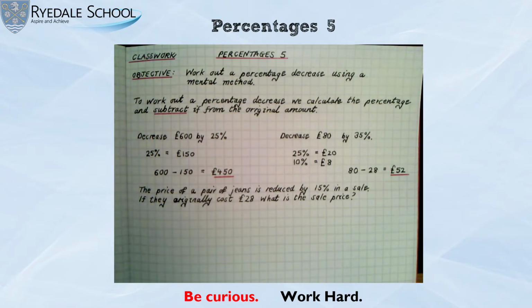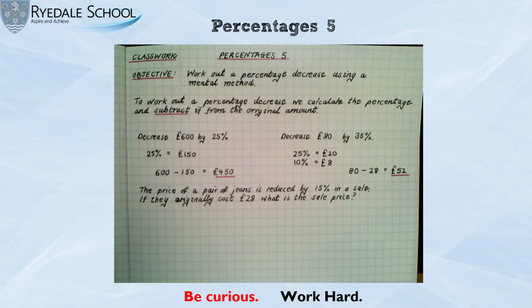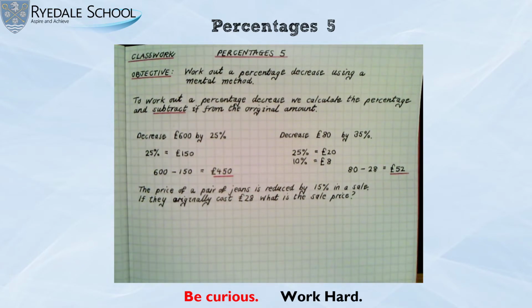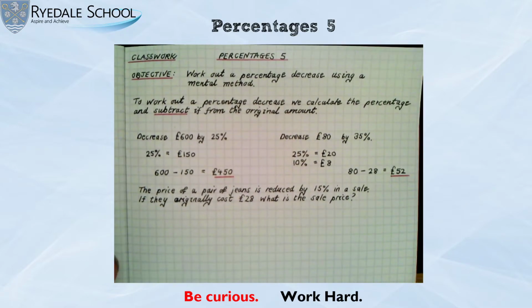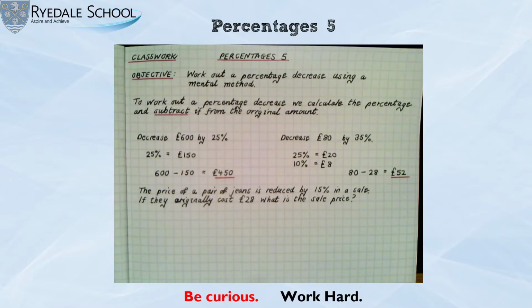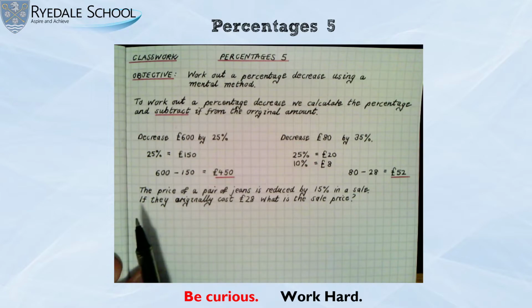Okay, so just like last lesson, I'm going to finish with a worded question. And I've deliberately, in this worded question, not used the word decrease. I've used a different word. Wonder which word it is that makes it sound like it is a decrease. It says the price of a pair of jeans is reduced by 15% in a sale. It's that word reduced, it means it goes down in value, and maybe the clue is also that it is a sale. It says if they originally cost £28, what is the sale price?